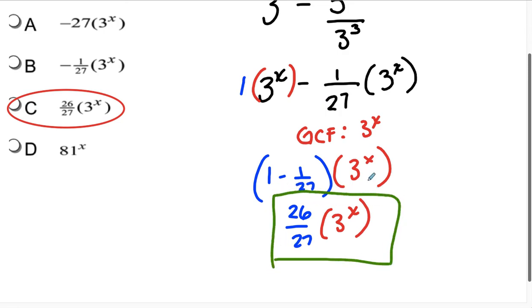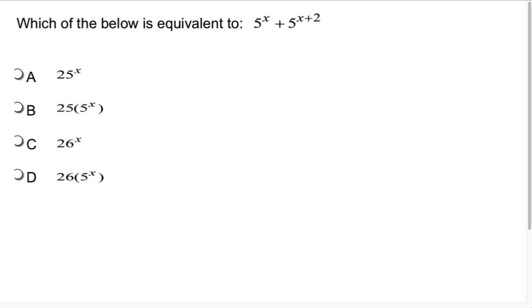Okay. All right, let's take a look at my second example. And again, I'd like for you to pause this video to see if you can get to the right answer. Okay, so the right answer is D as in 26 times 5 to the power of x.